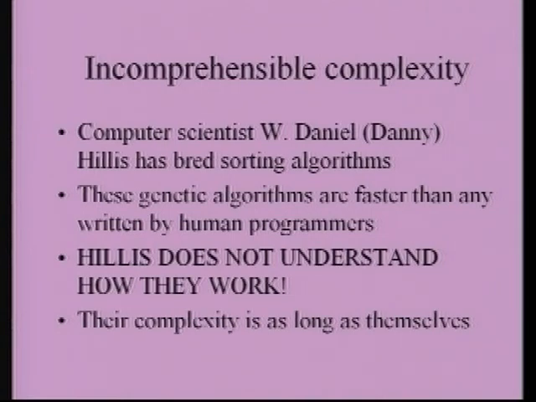Now, the key point here is that when Hillis sees those algorithms and reads the code, he does not understand how they work. It is not something that any human being could have written, because it does not follow human logic. This means that the complexity of the algorithms is as long as themselves. They're not decomposable into pieces that humans recognize, where humans will say, well, this piece does that, and this piece does that, so this is a sorting algorithm, and if I were clever enough, I could have written this, but I just didn't. No, that's not at all. The complexity is an incomprehensible complexity.